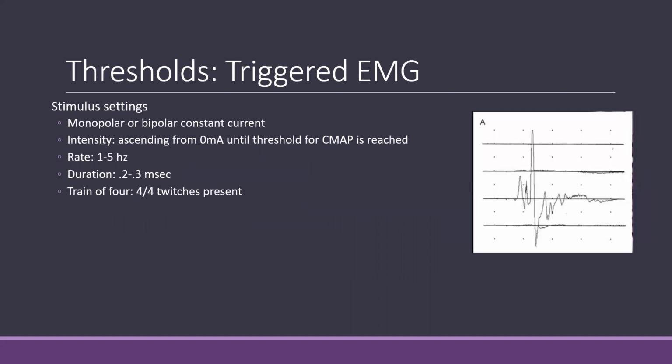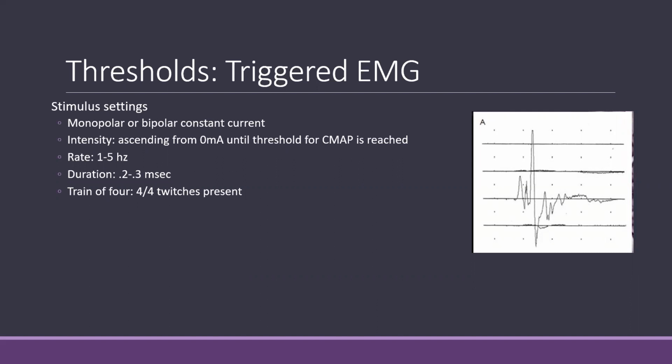We may use mono or bipolar constant current stimulation. The intensity is typically started at 0 and then increased until we reach the threshold for the CMAP. And stimulation rates may vary between 1 to 5 hertz. Duration is usually short, 0.2 to 0.3 milliseconds.